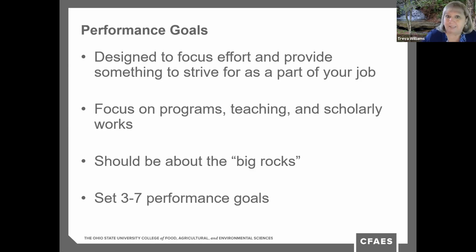Some people want to set a whole bunch of goals. Remember, these are the big things. These are not your typical pieces of your everyday job. If we even know what our everyday job is today, I'm not sure I do, because my goals have changed some this year.